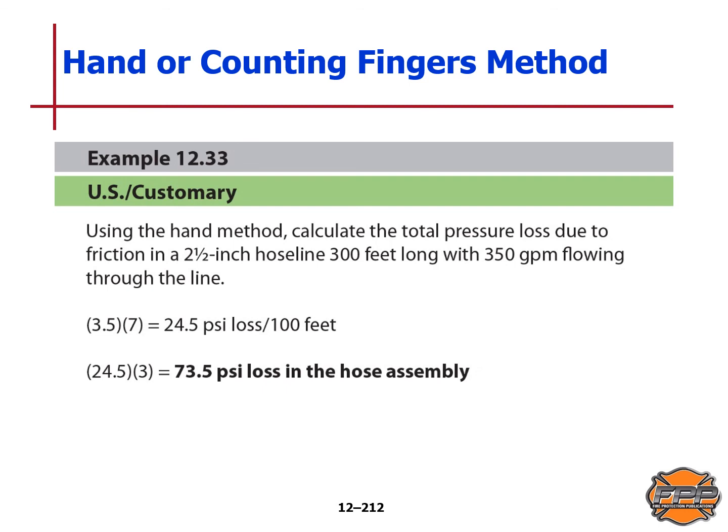Here's another example. Using the hand method, calculate the total pressure loss due to friction in a 2.5 inch hose line, 300 feet long, with 350 gallons per minute flowing through the line. You take 3.5 times 7, that gives you 24.5 psi loss per 100 feet. So if you take 24.5 times 3, that gives you 73.5 psi loss in the hose assembly overall.